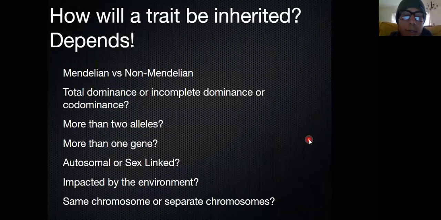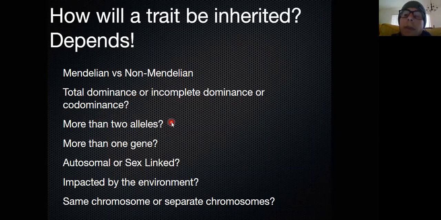Okay, so back to this picture. How will a trait be inherited? Well, it depends, right? You have the way Mendel said it, and what people found out later is there are actually other, more complicated ways that things are inherited. So non-Mendelian. You can have dominance. You can have what's called incomplete dominance or codominance. Sometimes you'll see a blending of traits. There's not necessarily one that's dominant over the other one.